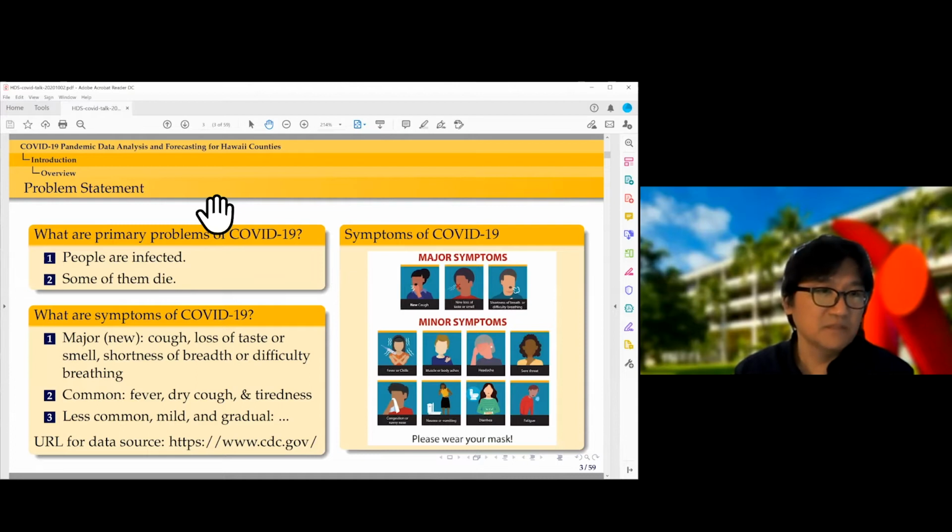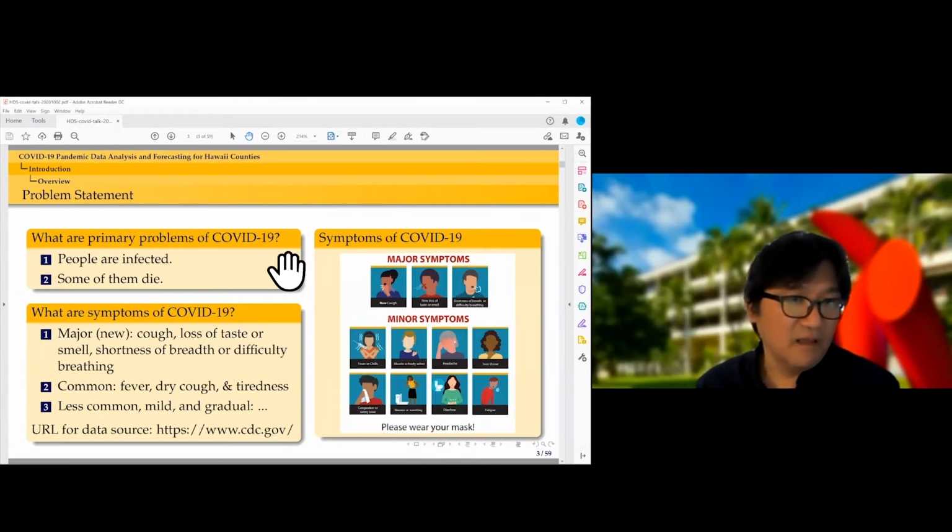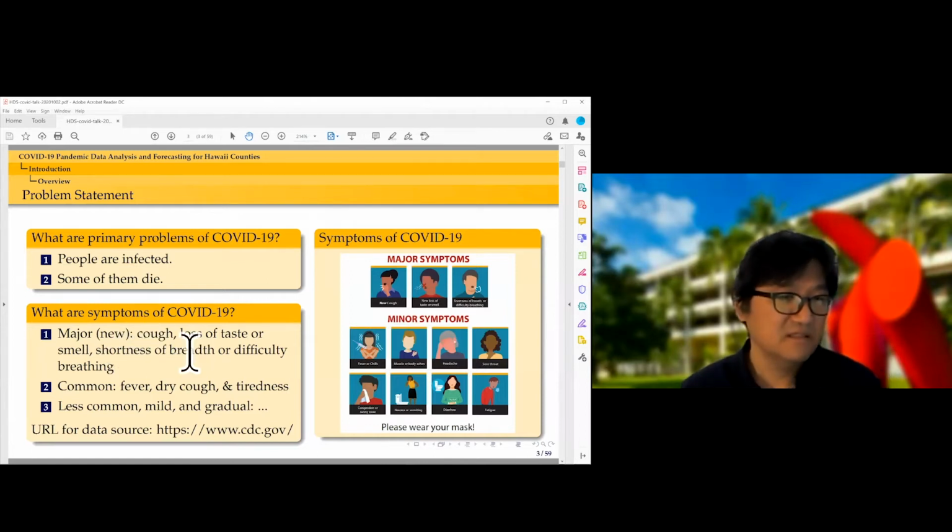All right, so what is the problem of this COVID-19? As engineers, we have to define the problem first: people are infected seriously and then some of them die. That is actually a global health problem. What are the symptoms of COVID-19? The major symptoms are a new cough, loss of certain senses, taste and smell, and certain breathing problems. Those are primarily the symptoms. There are other side symptoms, but these less common symptoms are usually mild and gradual.